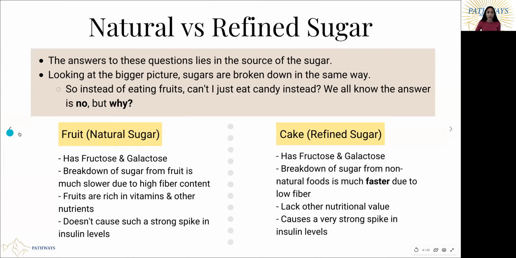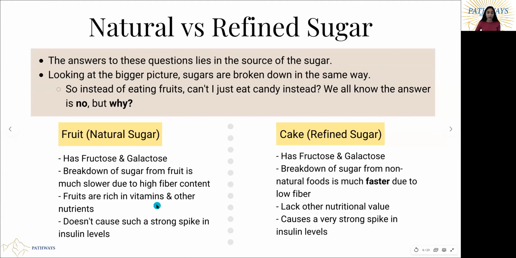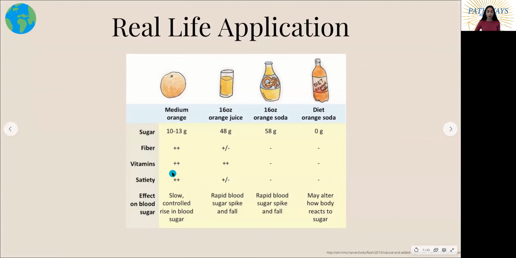Now, like we were saying earlier, fruit is high in fiber content, and that's exactly what we see here. So this medium orange has fiber. We also said that fruits are very rich in vitamins and other nutrients. So we see here that the medium orange has lots of vitamins. It also causes you to feel full because there's a slow, controlled rise in blood sugar. Now this figure was taken from a study done at Harvard. Here's the link down here if you want to check it out.